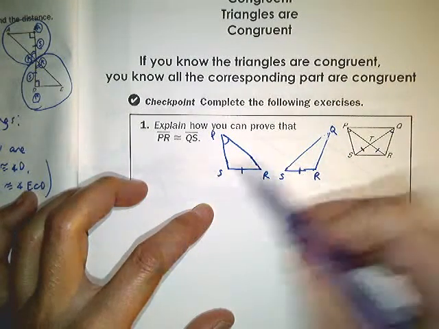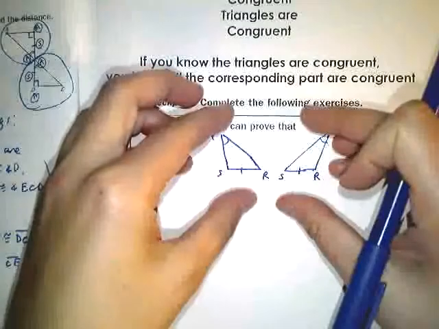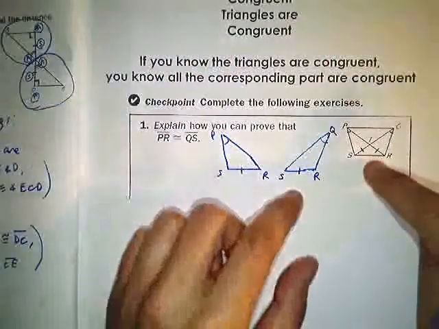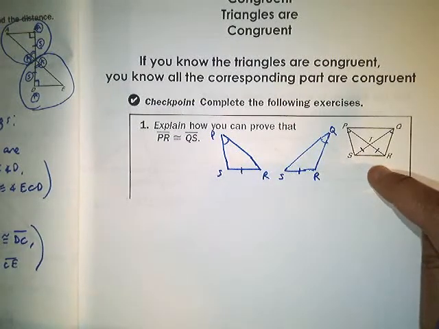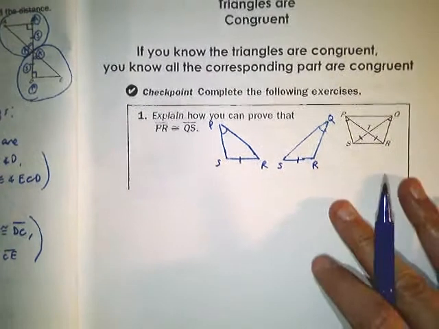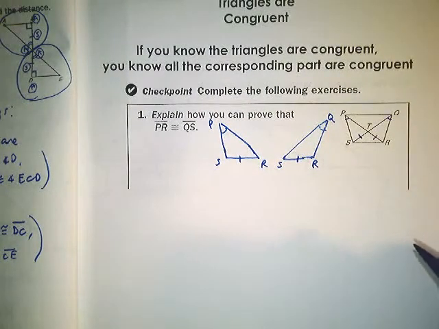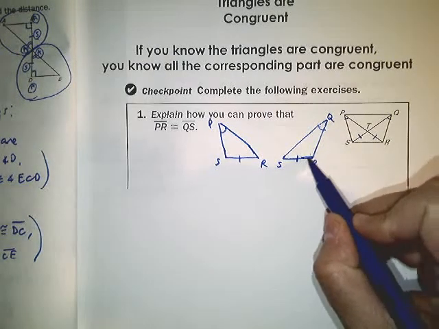Okay, so if I first have to establish that the two triangles are congruent, then I can establish that PR is congruent to QS at the very, very end. Those are my two phases of explanation and proof. How could I first then, in phase 1, show these two triangles are congruent?